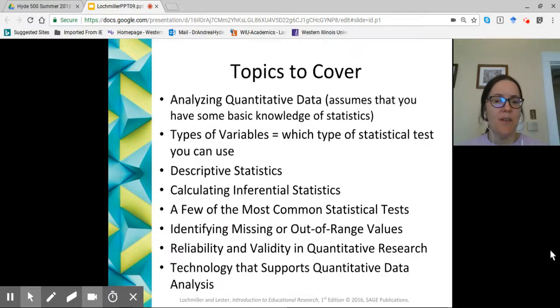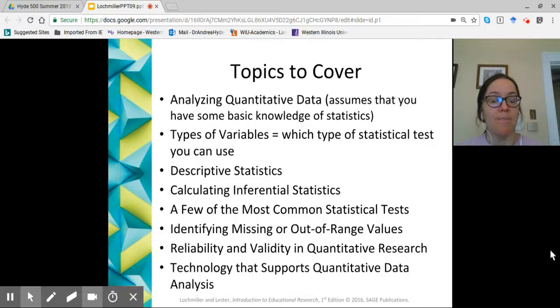The textbook authors assume that you already have some basic knowledge of statistics. They also say in several places in the text that this course and this text are not going to be sufficient for you to complete a research project. So this is just to give you a background in research and how to read research studies. So that's certainly true for this portion.